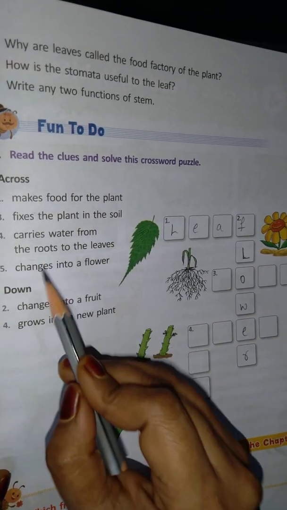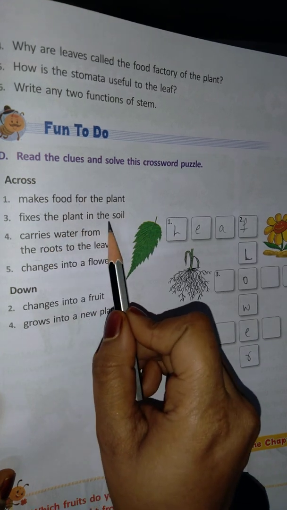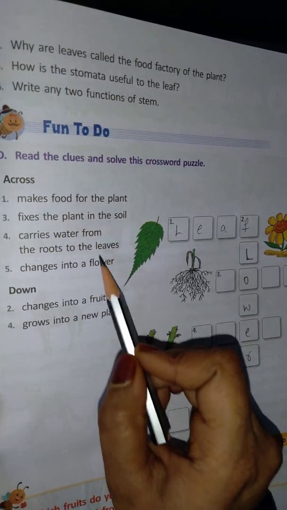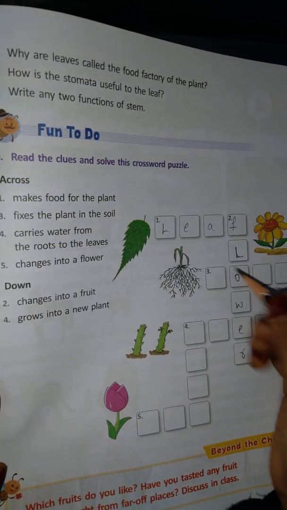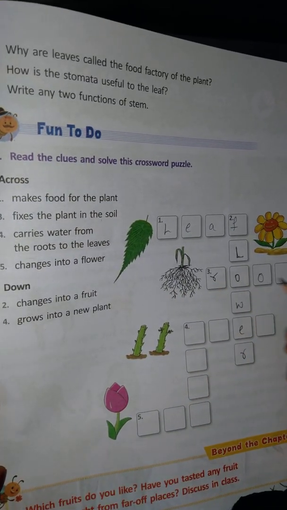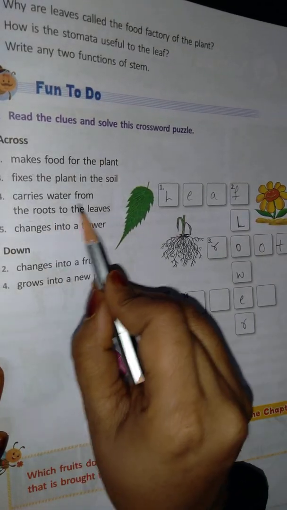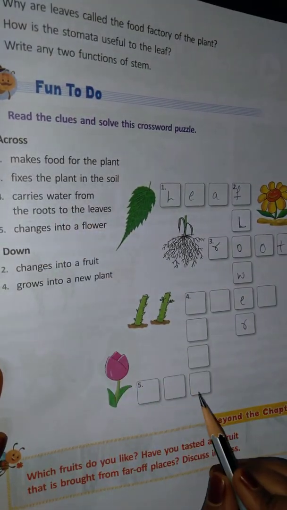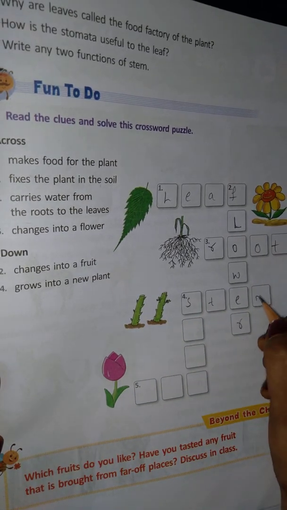Next, third one. Carries water, fixes the plant into the soil. Where is the plant fixed? Under the soil. What is that? Roots, R-O-O-T. Next, fourth one: carries water from the roots to the leaves. What is carrying? Stem is carrying water from the roots.